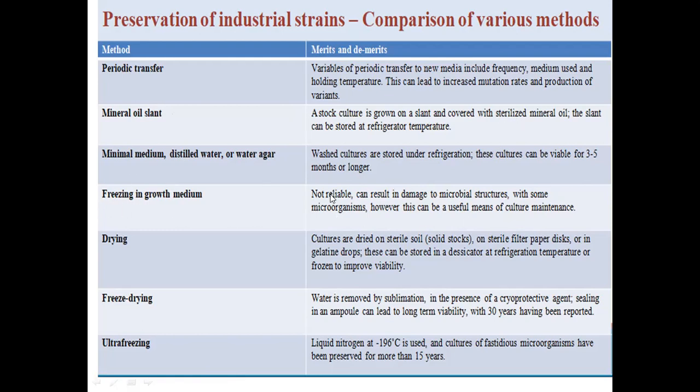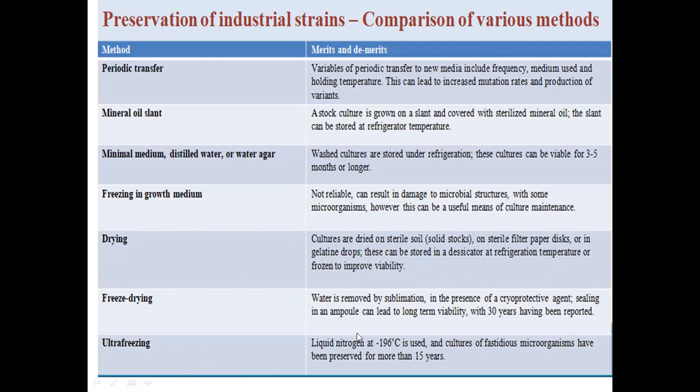So freezing in growth medium is not actually reliable, because direct freezing results in damage to the microbial structure, because the cell wall or cell membrane of the bacteria will go brittle, and they may not be viable for a long period. Drying: cultures are dried on sterile soil, on solid supports such as sterile filter paper discs, or in gelatin drops, and they can be stored desiccated, at refrigerated temperatures, or frozen to improve the viability. In transport parcels, most of the time they will do drying on a filter paper.